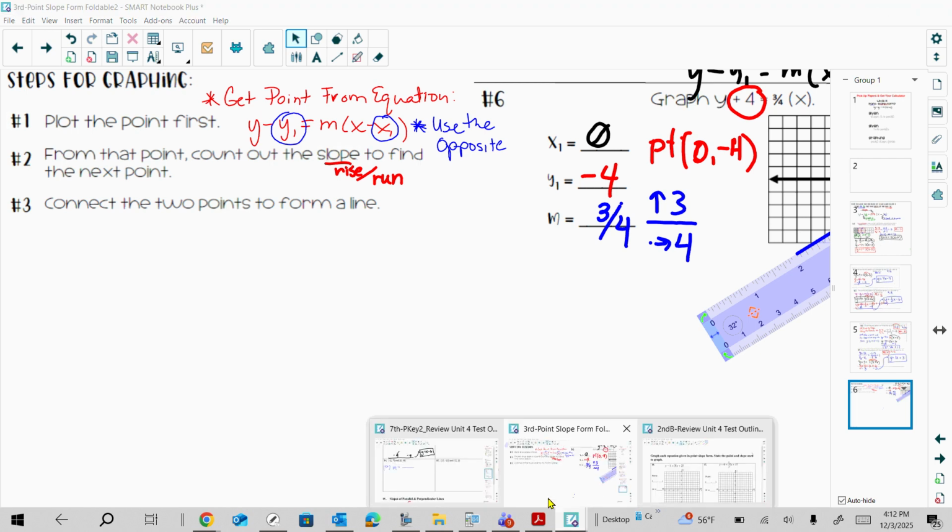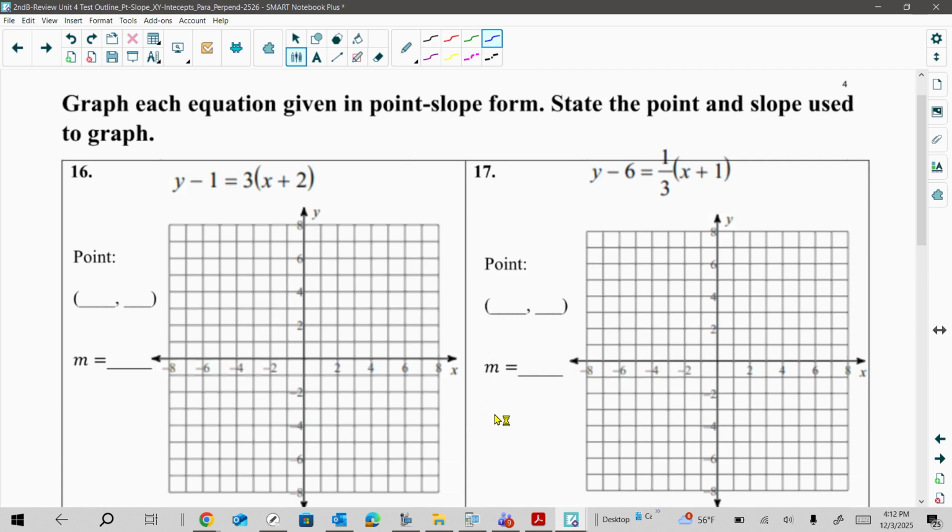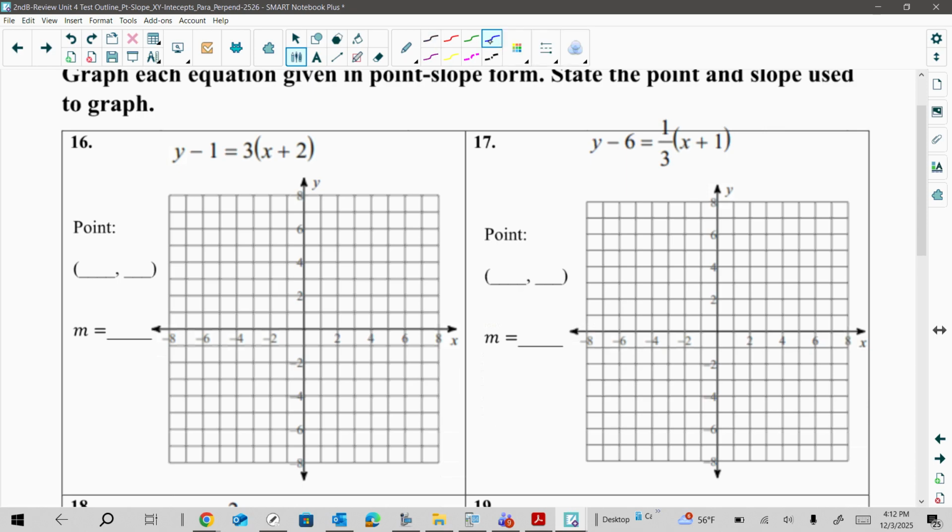So we have to remember to use the opposite to get that point. So we go to our review here. What we're asking you is to first find the point. This is in point slope form: y minus y1 equals m parentheses x minus x1. So you can see who's our x1, who's our y1. Our x1 is this plus 2, but we do the opposite of that, so we write -2. Our y1 is this -1, do the opposite, so that's plus 1. Our m is in front of the parentheses, so m equals 3.